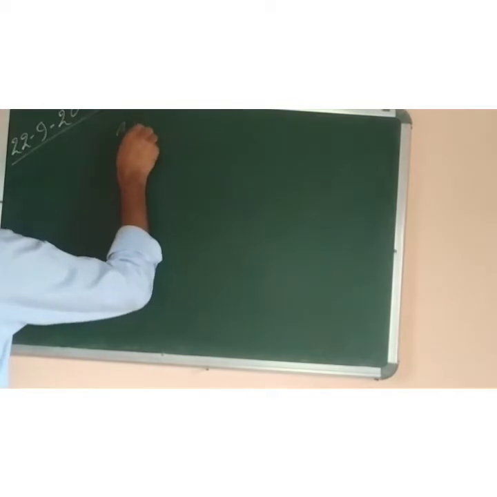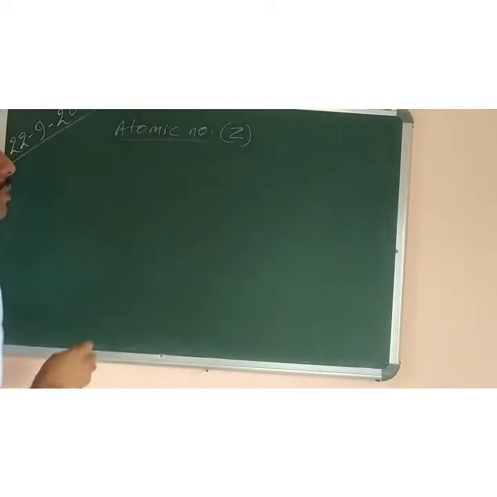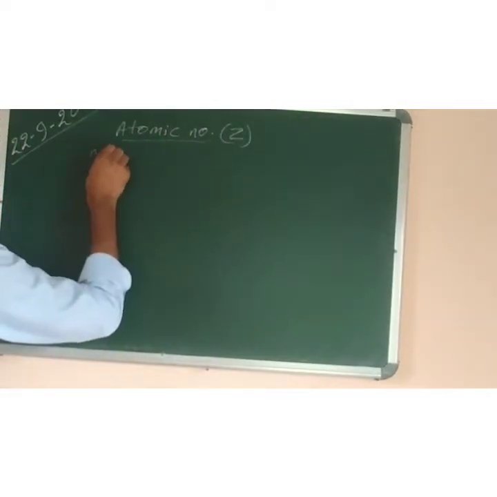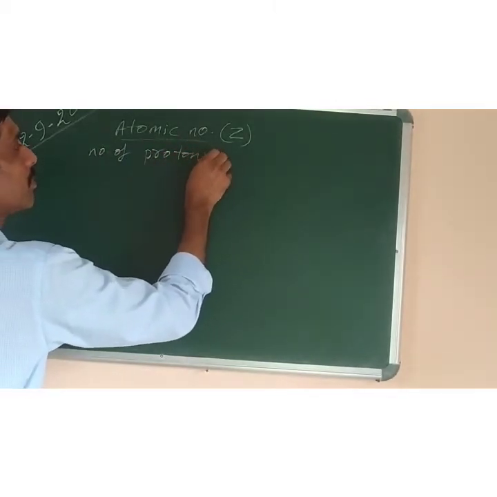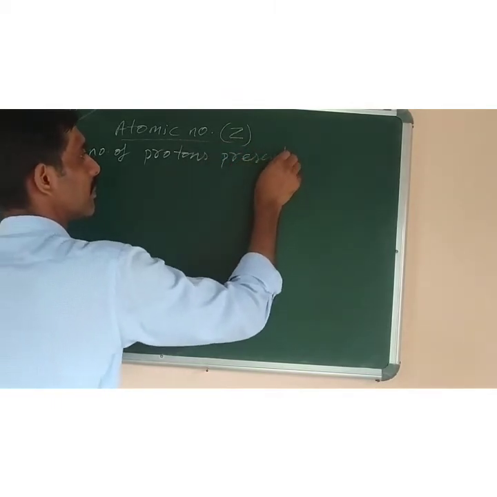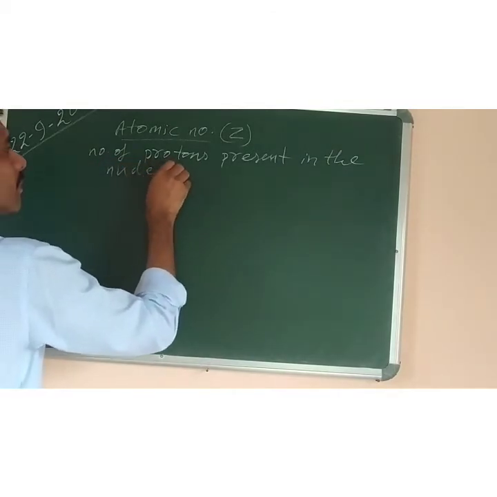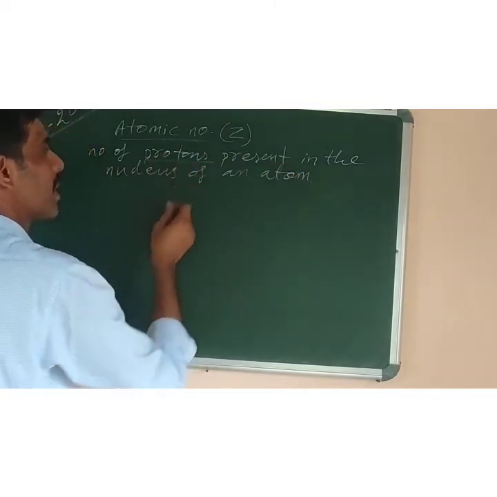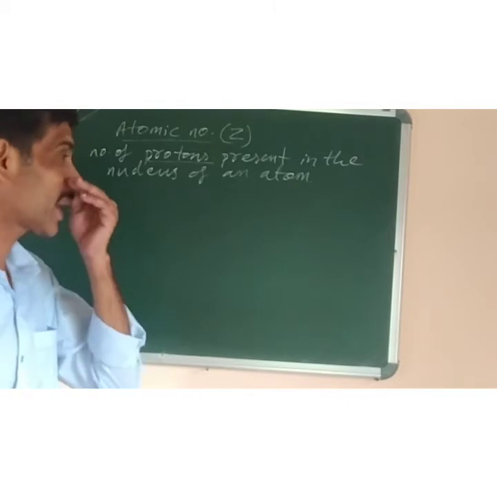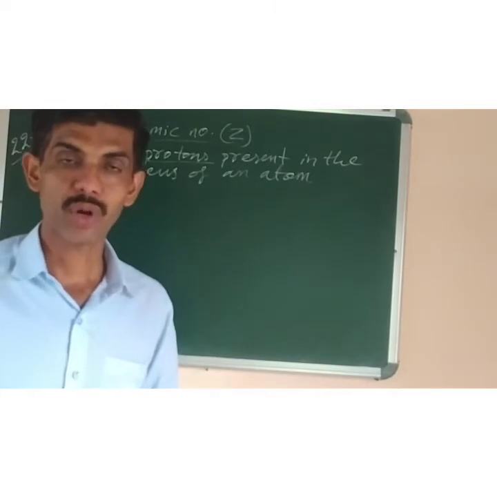Okay, next one is what is atomic number? Atomic number is denoted by a symbol called Z. And atomic number means the number of protons present in the nucleus of an atom. Since the number of protons and number of electrons are the same, we can write instead of protons, number of electrons present in an atom is called the atomic number.